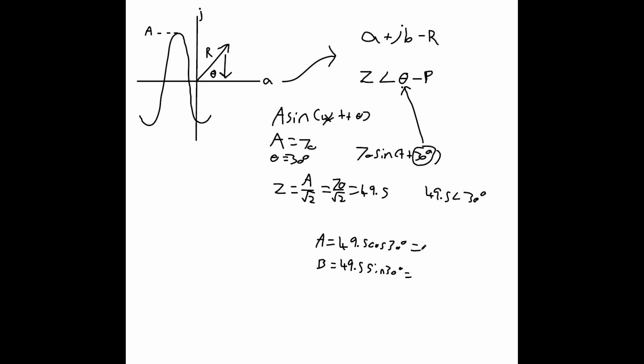And punching that in the calculator should come out to 42.9 for A and 24.8 for B, which leaves 42.9 plus 24.8j as the completed rectangular form.